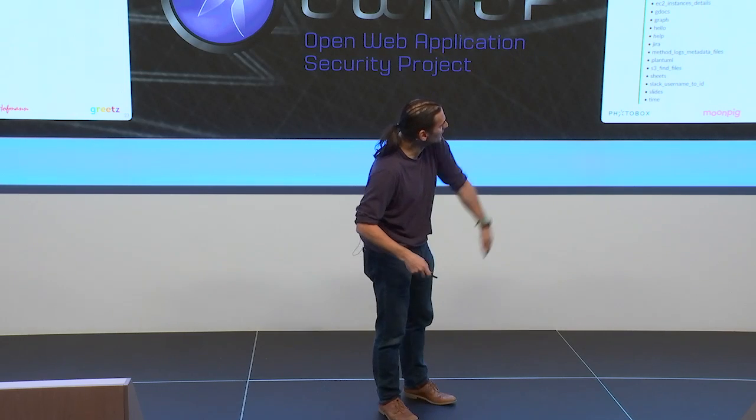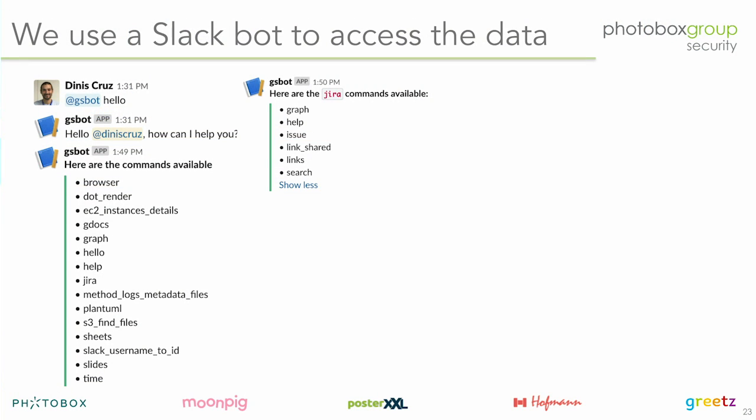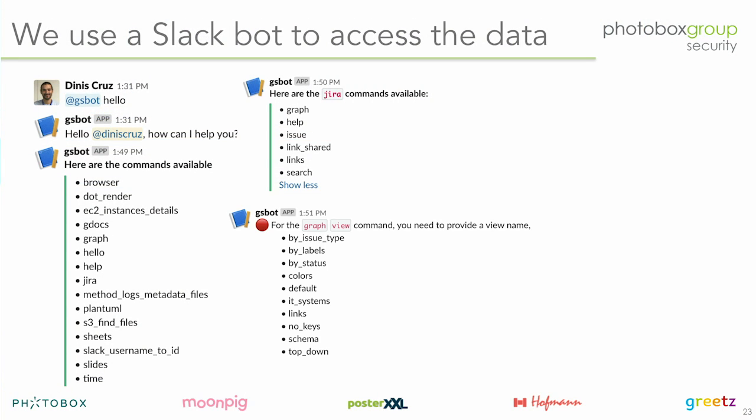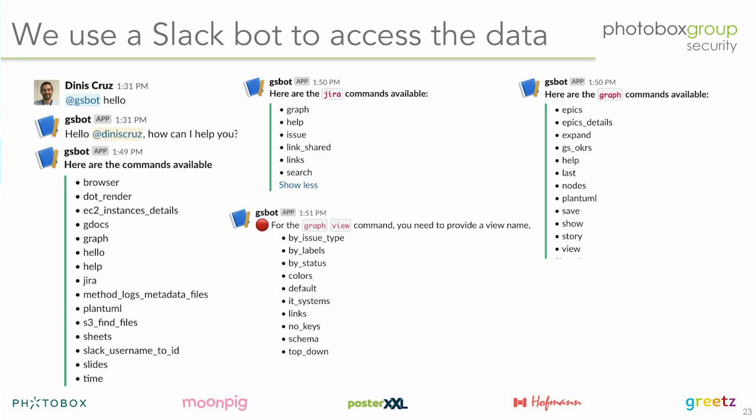But so we have a bot, we have piles of commands that you can issue. We can do all sorts of stuff from Jira to graphs, to expand things and also manipulate. This is quite interesting because we can create a graph of a search, then manipulate it, add stuff, remove stuff. So it becomes very, very interactive. It's super powerful.